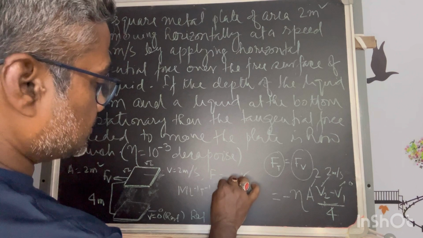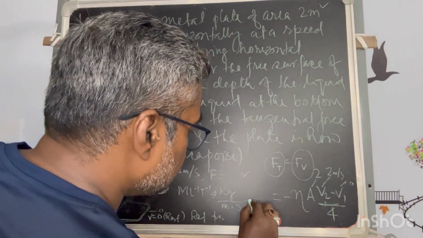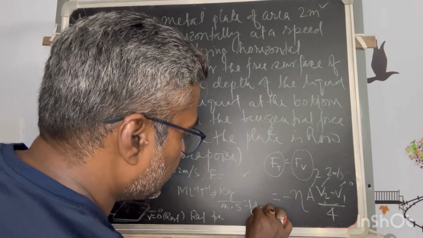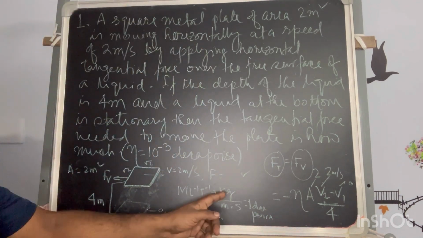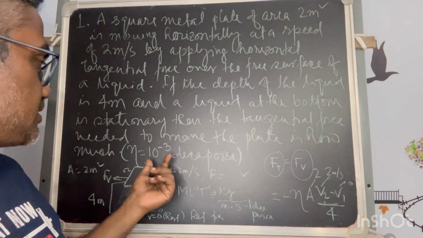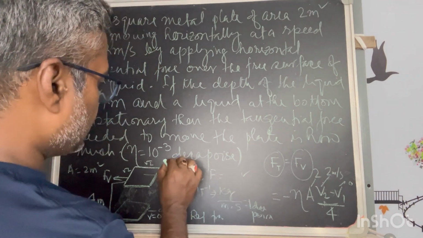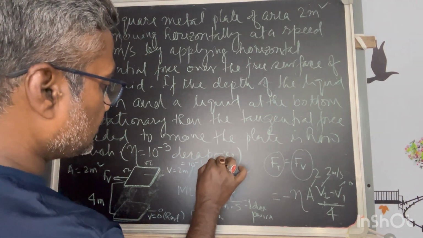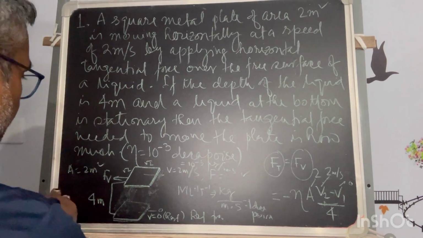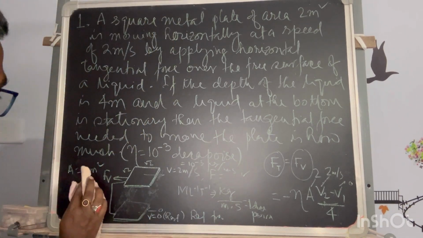In SI, this gives kg per meter second. This is equal to 1 decapoise. Kg per meter second is equivalent to 1 decapoise. Now this is given as 10 to the power minus 3 decapoise, so the units are 10 to the power minus 3 kg per meter second. Understand? That's why I put it. So if I put in all these values, I need some space, I will rub this out.